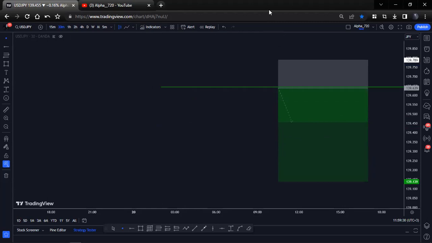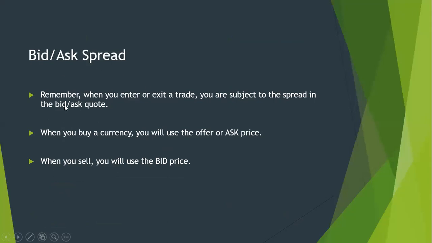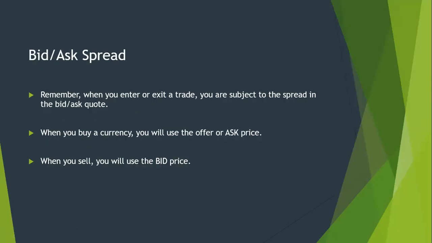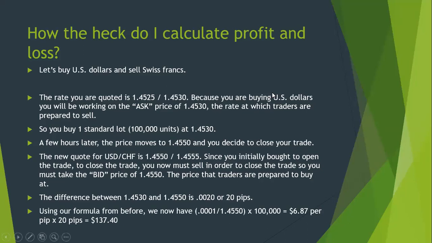Now let's see what we have next on today's lesson. So bid and ask. Remember, when you enter or exit, you are subject to the spread, the bid and ask. When you buy currency, you use the offer or ask. When you sell, you use the bid price. Now that's the end. So bid and ask, I think I have explained it very well in the previous session. For today's lesson, we'll learn how to calculate these pips and what tools to use. More of this will be explained in the coming session videos, or you can learn it from the previous video concerning how to use the TradingView tools.